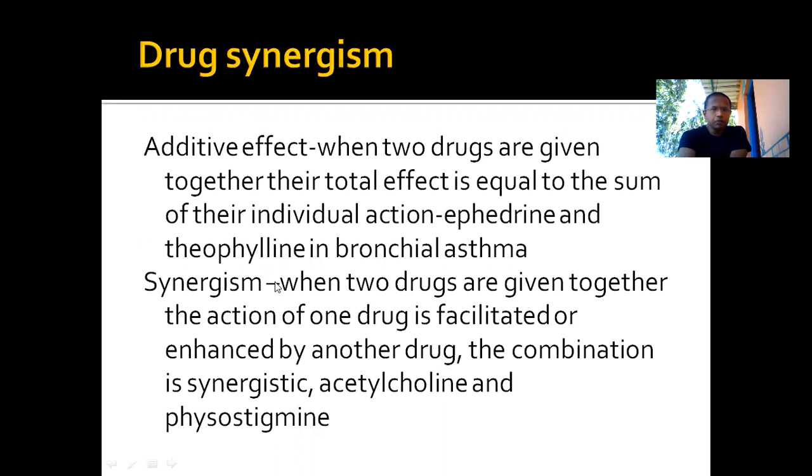And we have one more combination, that is sulfamethoxazole plus trimethoprim, that is cotrimoxazole. Cotrimoxazole is a combination which we use. So synergism means two drugs given together have more action, a synergistic action.